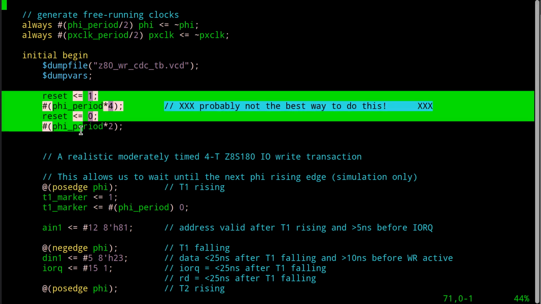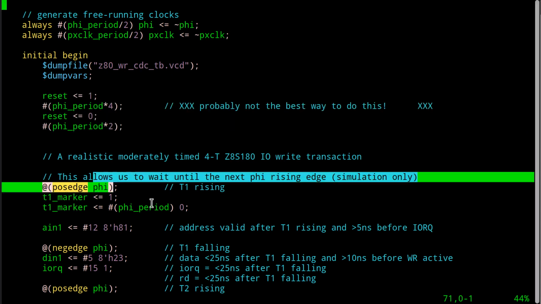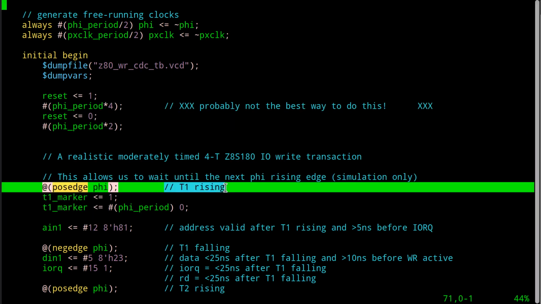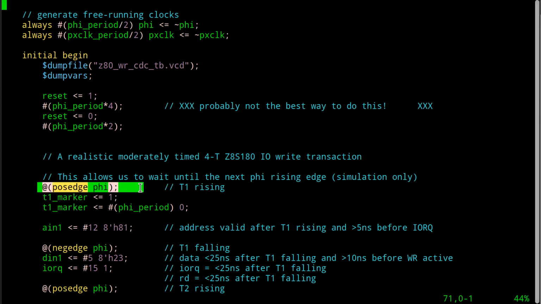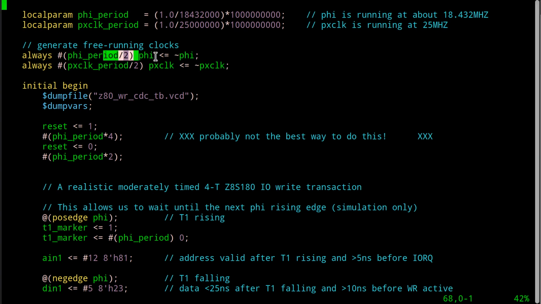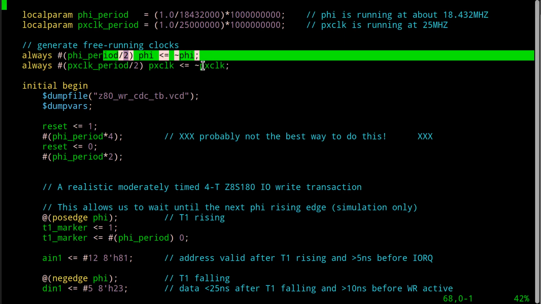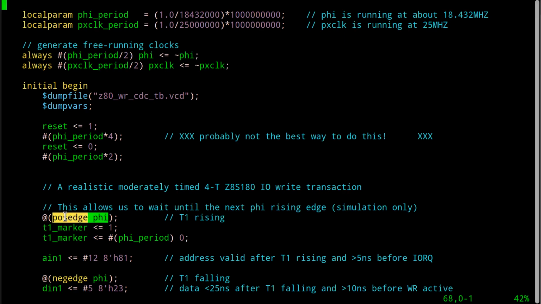If I play around with this, I still want a rising edge on T1 to start my I/O cycle. And this is the simplest, dumbest, sure-to-work way to get there. Okay, that's number one. Number two, if I do this, then I know that this has already happened because I waited for phi to go high.